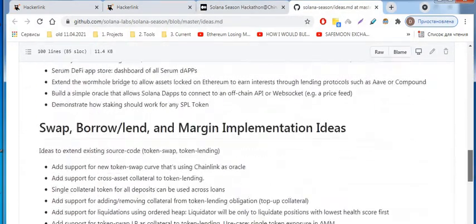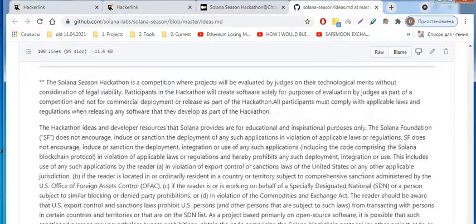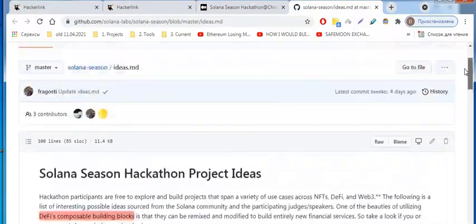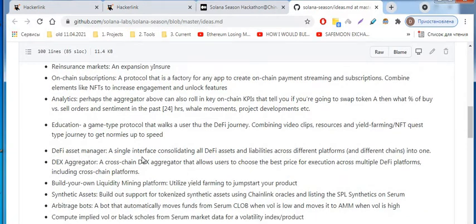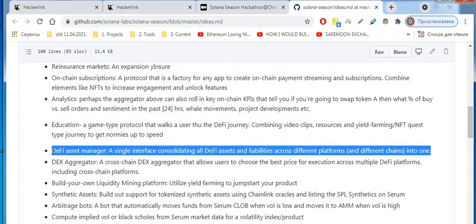Just look at this thing. There are so many ideas here, and you can pick one of them, like DeFi Asset Manager, a single interface consolidating all DeFi assets and liabilities across different platforms and different chains into one. So you basically understand what this means, right? It's something like an asset manager.